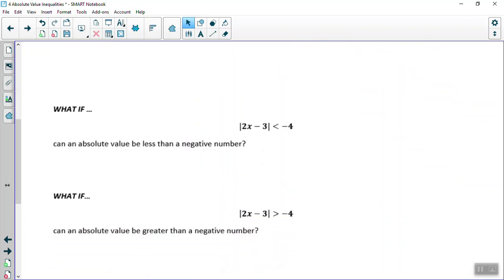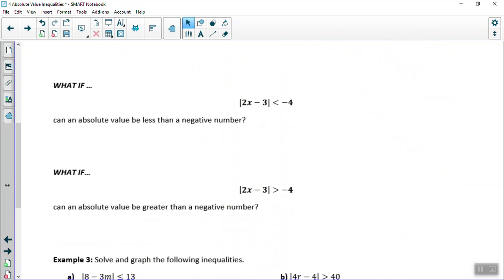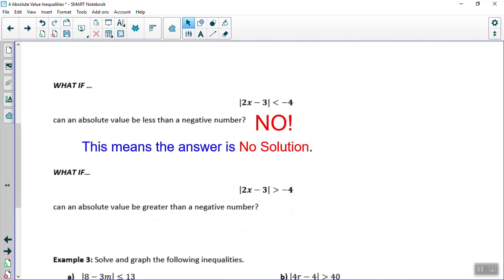All right, let's take a look at our next example. What if? Can an absolute value be less than a negative number? Well, what did we say at the very first thing on the front page of our notes? We said that absolute values cannot be negative. This is saying that an absolute value is negative. Right? Well, what do we know about absolute values? They can't be negative. So no. Okay? So can an absolute value be less than a negative number? No, it can't, because it can't be negative. Anything less than a negative number is negative. So no. Okay? This means the answer is no solution.